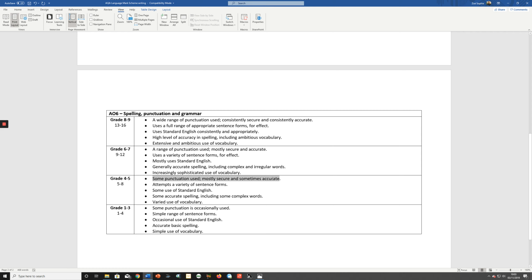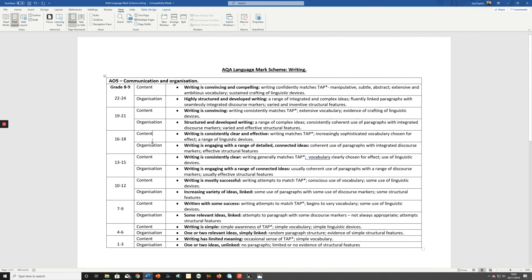I think I put you around the half mark, maybe between these two. So grade 4 to 5: some punctuation used, mostly secure and sometimes accurate. Attempts at variety, you do. Standard English, you do. Accurate spelling, yes, you did. You're easily here. Let's look at the grade above. Range of punctuation, mostly secure, not always. Sentence forms for effect, standard English. So you use some sophisticated vocabulary. Maybe I give you an 8 or a 9 for that section. Let's be harsh. Let's say it's an 8, because they can be harsh, especially around November time.